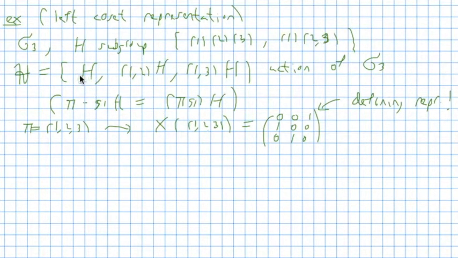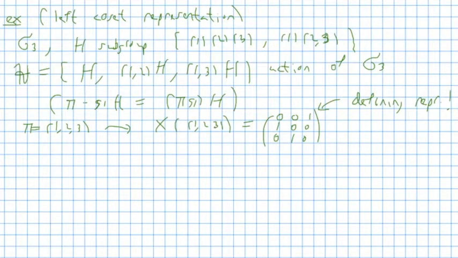There's 3 cosets, H, the left coset of the transposition (1 2) with H, and the transposition (1 3) with H. And we have this action of S3. And it seems, just by doing this one example, that we obtain the same matrix as the defining representation. So we're going to show that this left coset representation for this subgroup is isomorphic to the defining representation.